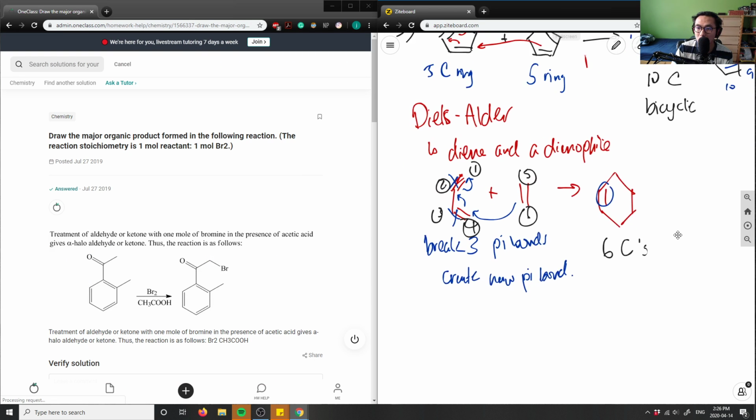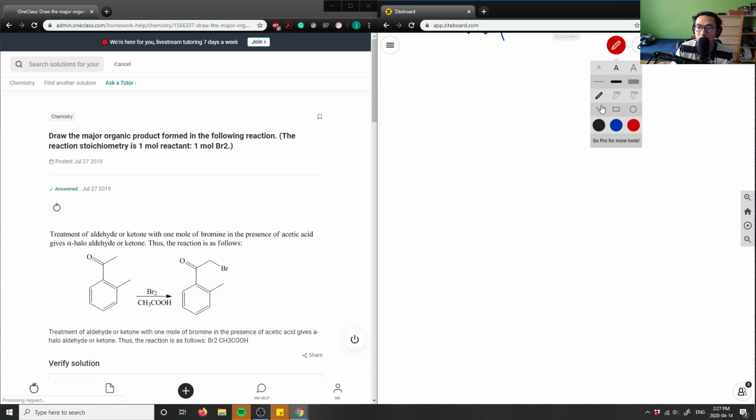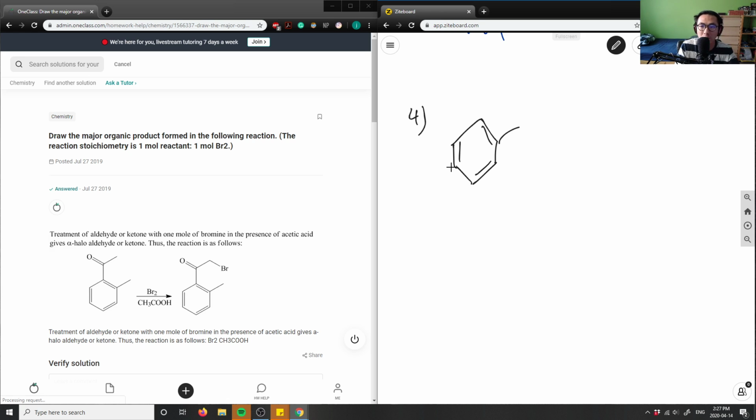Okay, so let's look at question 4. It says draw the major organic product formed in the following reaction. So I'm assuming this is the reaction here, and they drew it out. Let's work out this problem first before I look at the answer, and kind of explain what they're doing here. So let me draw this out. I have benzene, I have a methyl group here, and then this is a ketone, O double bond O, and then something like that.